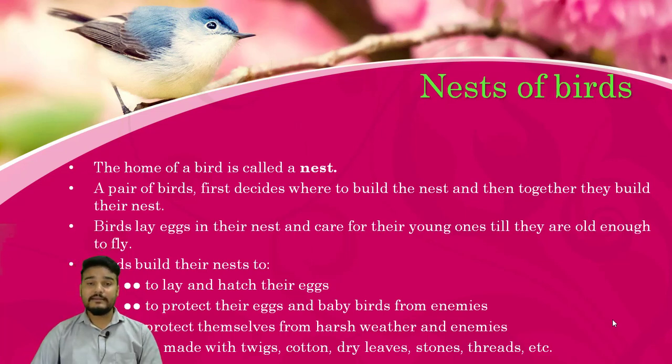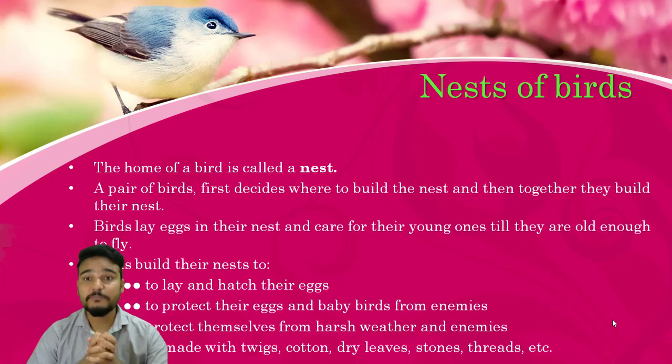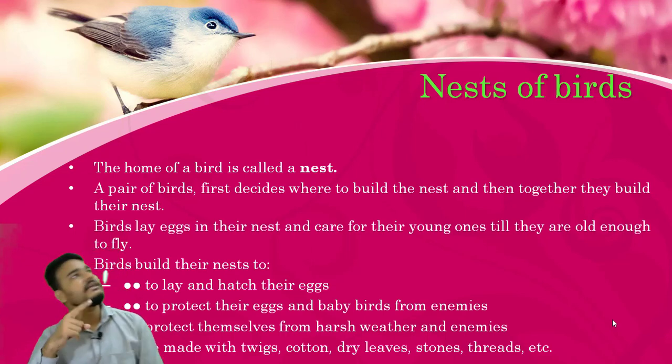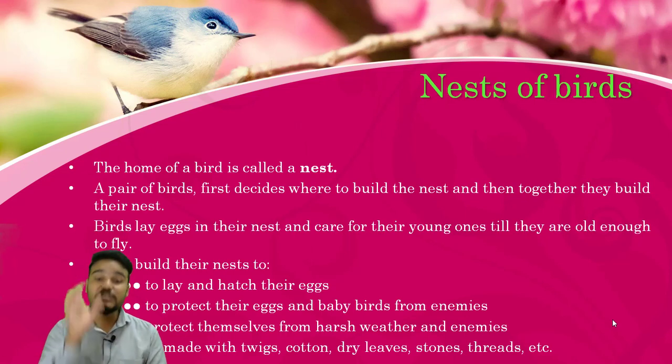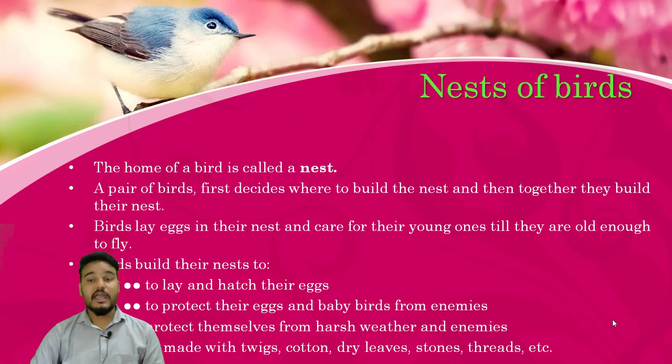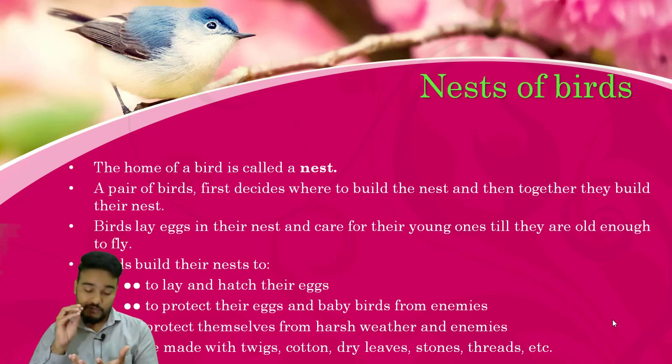So how do they prepare that nest? So for that, first they make a pair. Okay, so home of bird is called nest. Then a pair of a bird, first what they do, they decide, they fly here and there, and after flying here and there they find one tree. वो क्या करते हैं, पहले एक ट्री ढूंढ लेते हैं. Then after finding that tree they find a branch or the place where they want to build their nest and live together. So पहले वो क्या करेंगे, एक पेड़ देखेंगे, वहां पे ब्रांच देखेंगे, वहां पे प्लेस देखेंगे, and there they will build the nest.